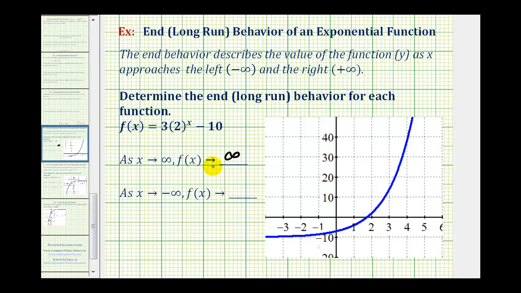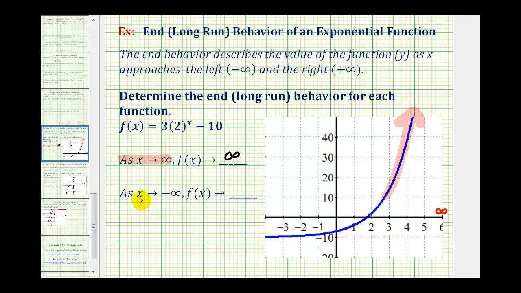We can easily verify this graphically. As x approaches positive infinity, we're moving toward the right along the function. So as x approaches positive infinity, we'd be moving in this direction here, and notice how the function values, or the y values, increase without bound, and therefore f of x does approach positive infinity.